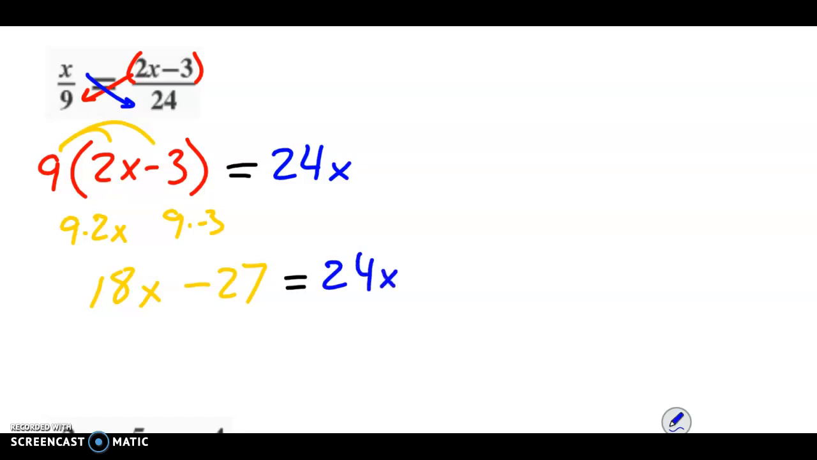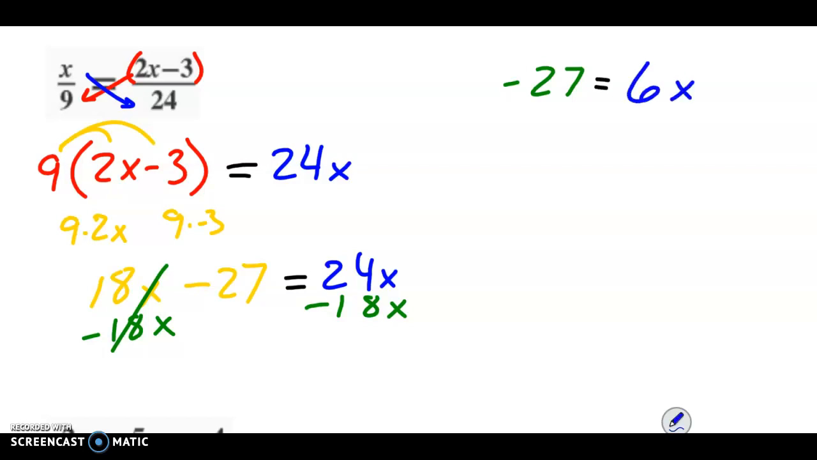Okay, now we're at a two-step equation. I am going to get my 18x over to the other side, since that negative 27 is already one constant, so we'll leave it there. So I'm going to subtract my 18x from both sides, and then I'm going to be left with a negative 27 on the left, having to equal 24, or not 24, excuse me, having to equal 6x now on the right.